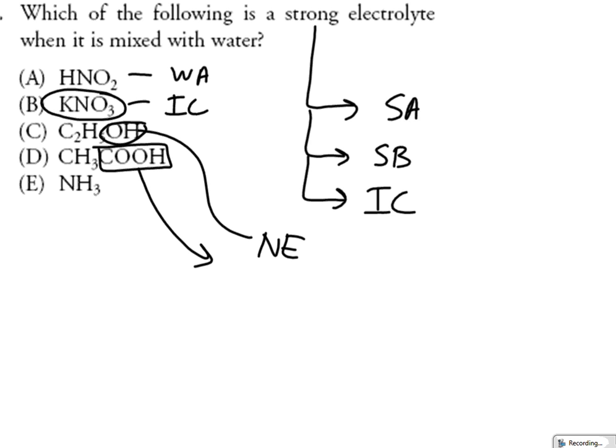COOH is a weak acid, so therefore it's a weak electrolyte. And NH3 is a weak base, so that means that is a weak electrolyte as well. So the strong electrolyte means it produces the most ions. It's going to be the ionic compound.